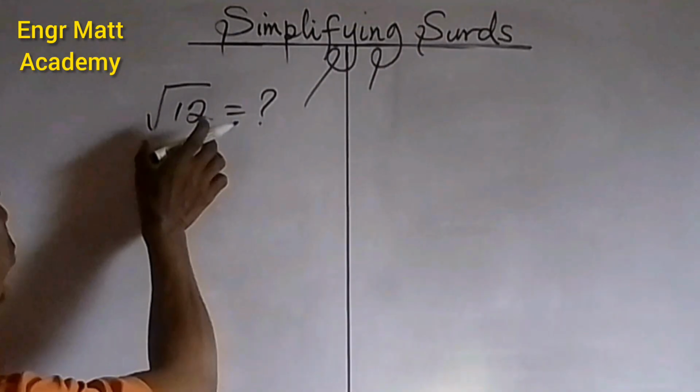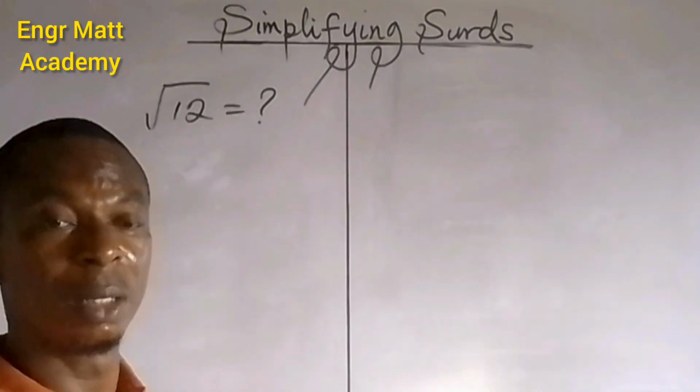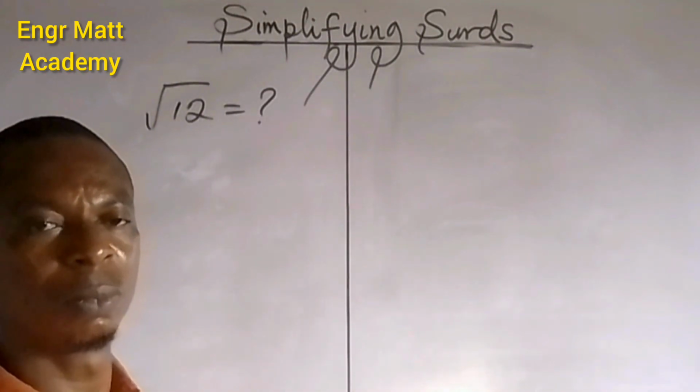Now, how do we simplify a number like this? The first step is to split the number or break it down using two of its factors. Let's do that.